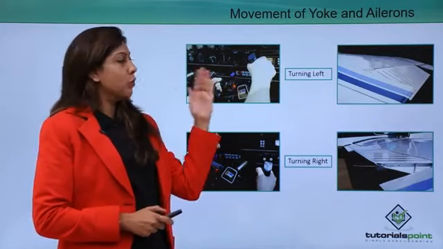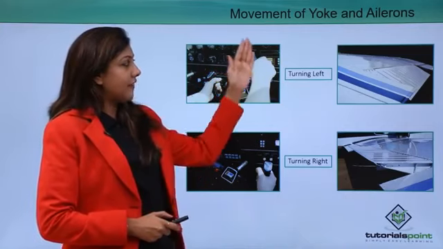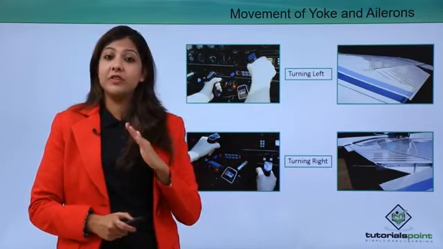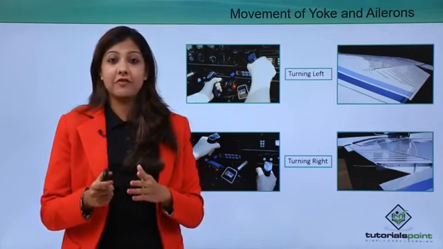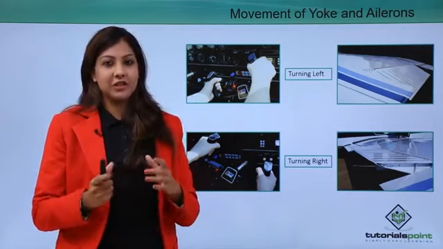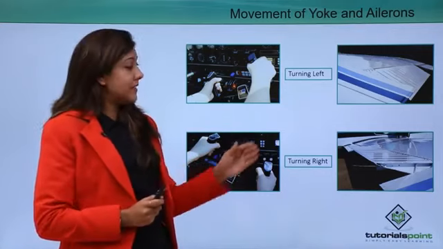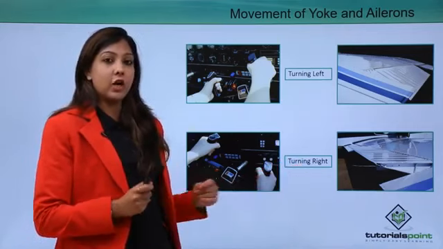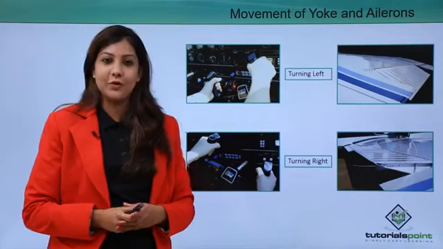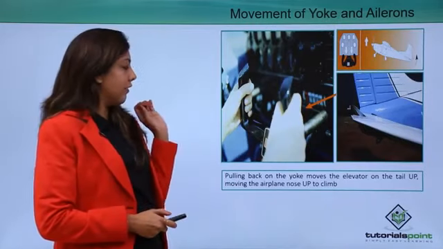Looking at the yoke movement, if you want to turn left, you take the aircraft towards the left, and the ailerons which are there on the wing part of the aircraft actually move down, and that helps the aircraft turn to the left side. Well, if you want to turn the aircraft towards the right, you will turn the yoke towards the right, which makes the ailerons on the wing area go up. This helps the aircraft move towards the left or the right. Let's see the movement of the yoke and ailerons.